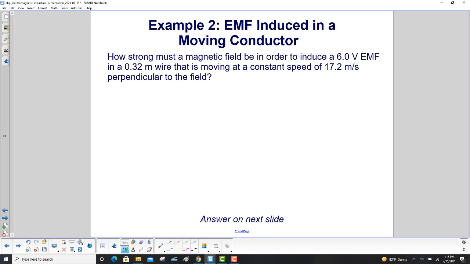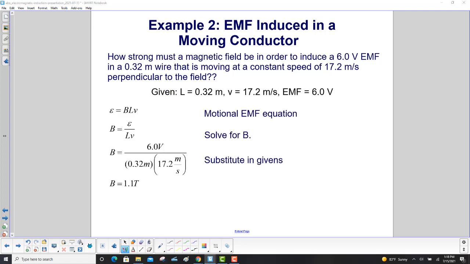How strong must the magnetic field be in order to induce a 6 volt EMF in a 0.32 meter wire that is moving at a constant speed of 17.2 meters per second perpendicular to the field? Use the motional EMF equation over here, and we need to solve that for B, and we do that by dividing both sides by L and V, substitute in our givens, and we get a magnetic field of 1.1 Tesla.